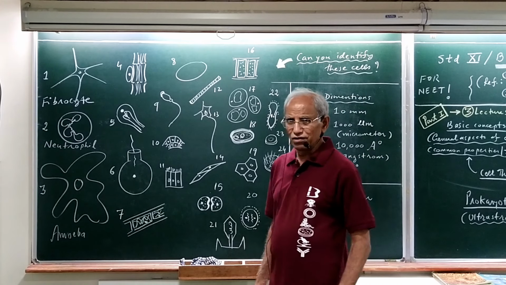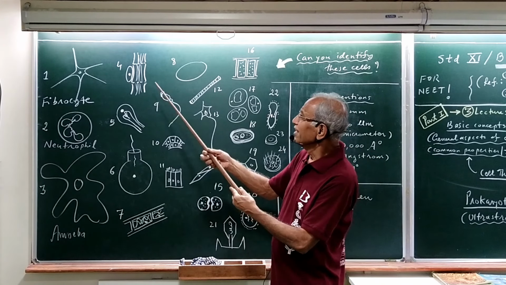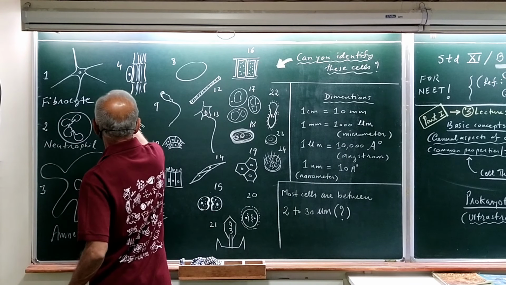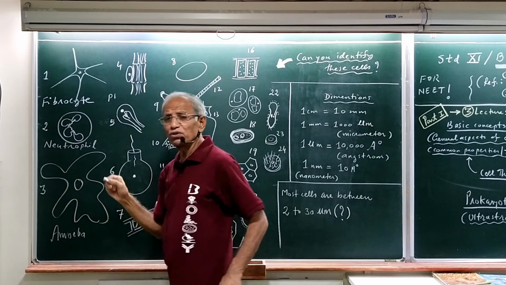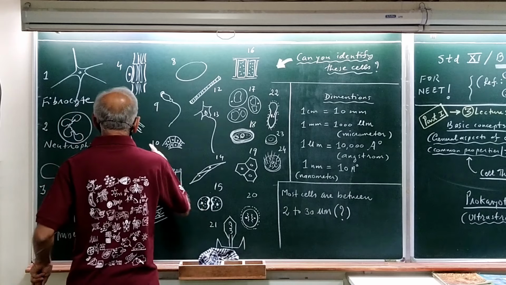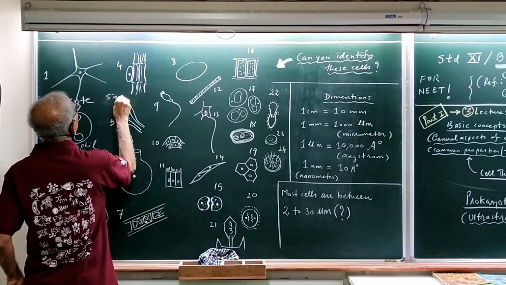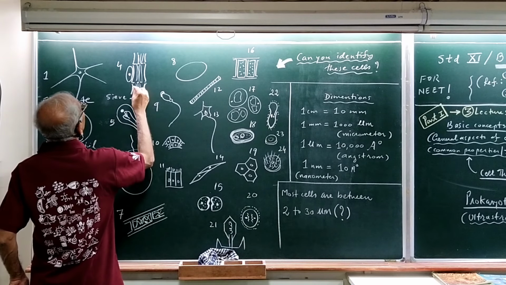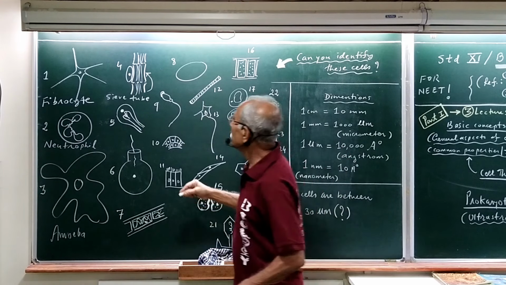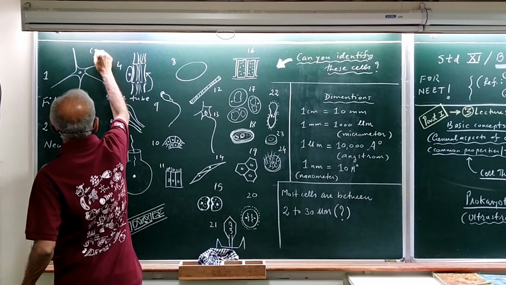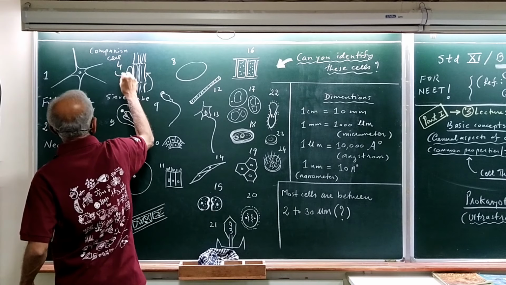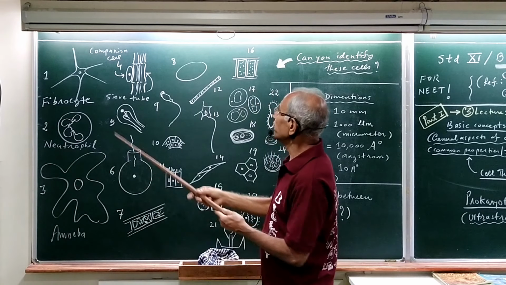Number 4, can you identify? Yeah, this is what is called a phloem cell, a sieve tube. I will better write it as a sieve tube. Have you heard of sieve tube? Have you heard of phloem tissue? Phloem tissue has sieve tube. For example, this is a sieve tube. But there is one more cell which is accompanying, and that is called a companion cell. Companion cells and sieve tubes make the phloem tissue.